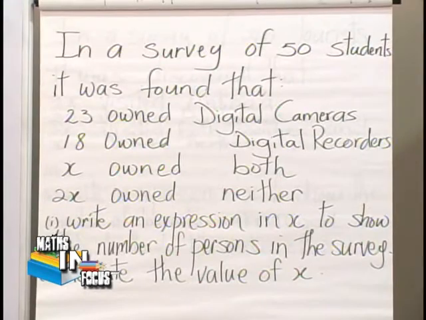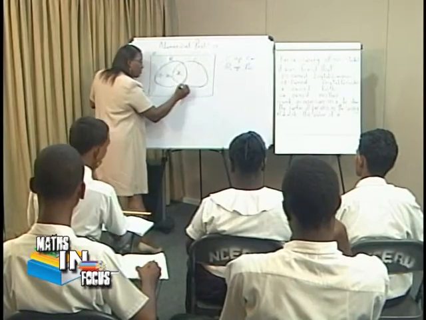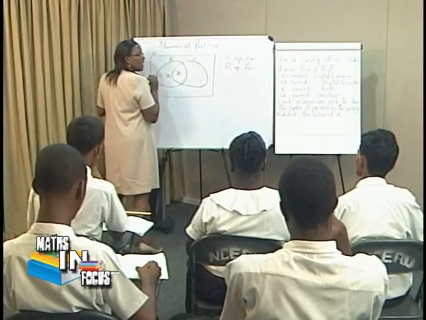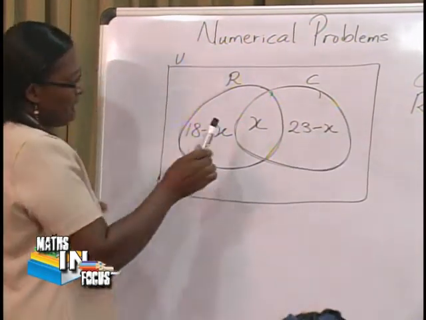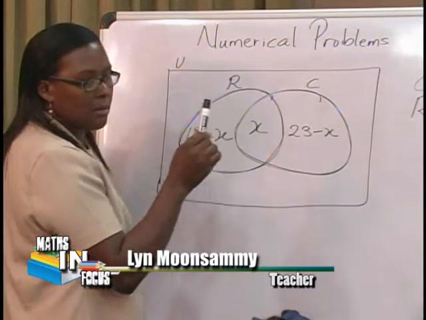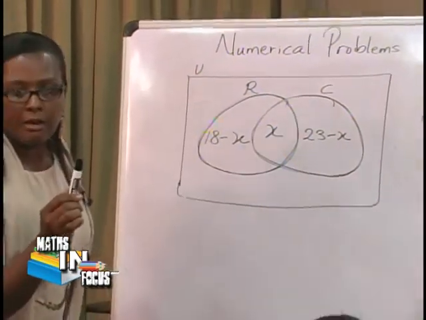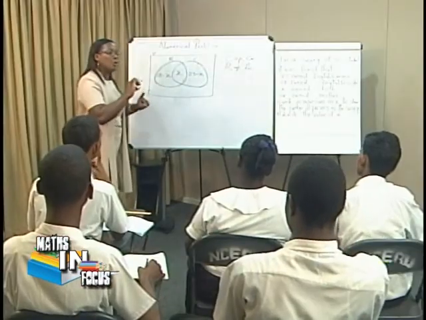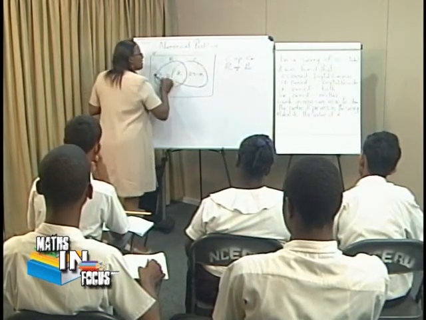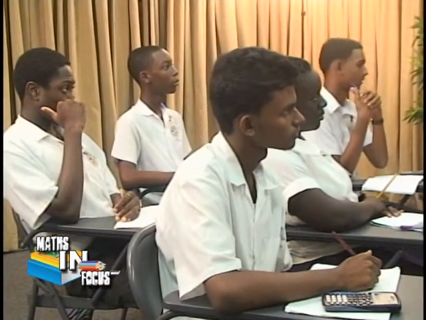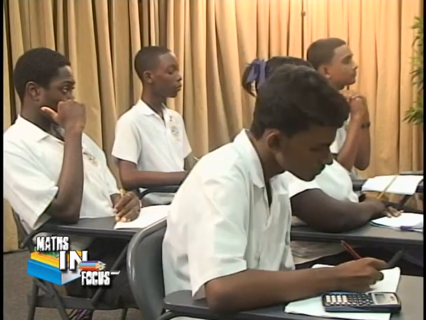18 take X. And across here, the entire loop here would be for cameras. And across here we would have 23 take X. So we have the X, the 18 and the 23. The 2X is still out there. The 2X, they don't own cameras nor recorders. So will they be found anywhere inside here? No, miss. No. They're within the universal set, but outside of the loops. So we'd have our 2X here.